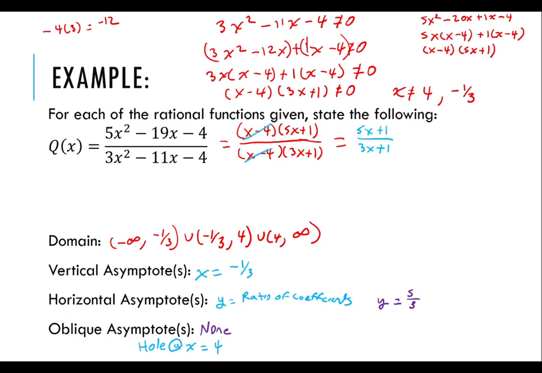And so because that was the value that got kicked out when we reduced, specifically there's going to be a hole at 4. And if you wanted to know the exact ordered pair where the hole occurs, you take that 4 and plug it into the function, and so plug it into this reduced function. That's going to give us 5 times 4 plus 1 over 3 times 4 plus 1, which is going to be 21/13. And so specifically, not only is there a hole at x equals 4, but it's specifically going to be at the ordered pair 4, 21/13. And when we graph this, it's just going to be an open circle there.